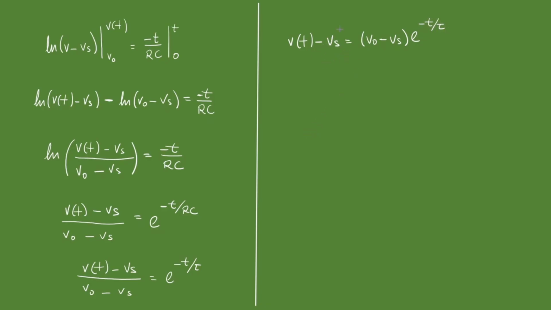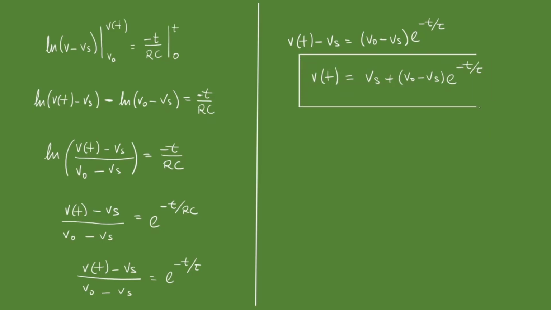Alright, so now what we have to do is just take the voltage at the source to the other side, and you're going to have the voltage of the capacitor as a function of time is equal to Vs plus (V naught minus Vs) e to the minus t over the time constant, which is a very elegant formula. So what does this mean?